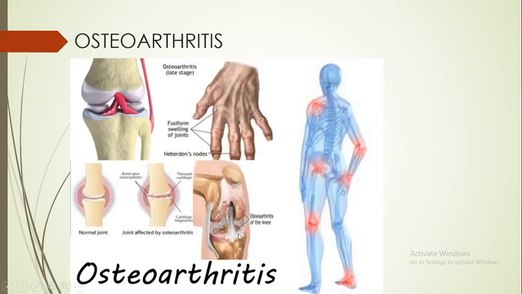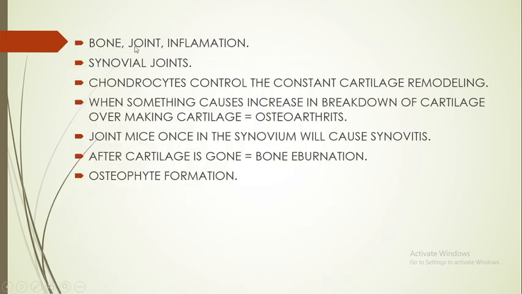Then we have another disease, that is osteoarthritis. In osteoarthritis, what happens? Deformity of these joints could happen. Bone and joint inflammation, we can say, that mainly happens in synovial joints. Pay attention to this third point. Chondrocytes control the constant cartilage remodeling.